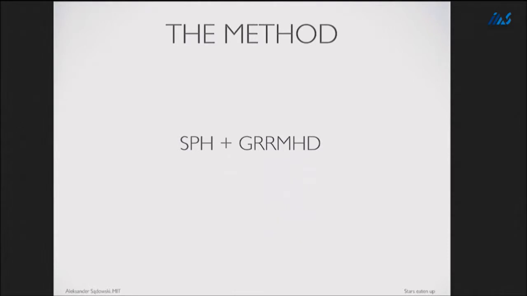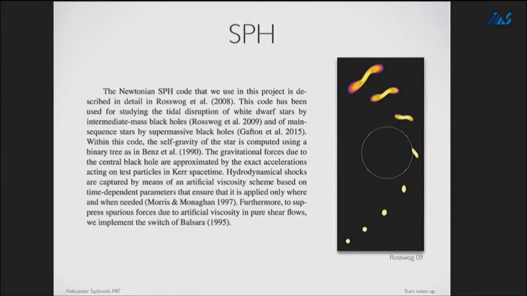The method combines the SPH approach with a grid-based general relativistic MHD code. I am not an expert on SPH. I guess most of you know much more about the SPH approach than I do, so there is only one slide about it. The bottom line is this is a standard code developed initially by Stefan Rosswog, which includes, however, exact accelerations acting on test particles in Kerr spacetimes. So it is supposed to follow the geodesics properly in the relativistic regime as well.